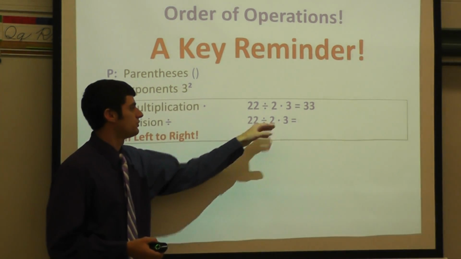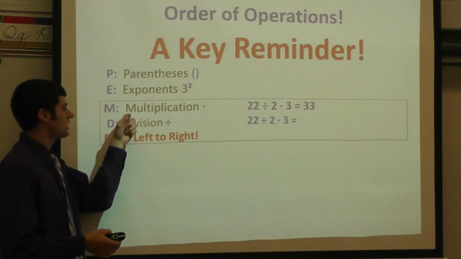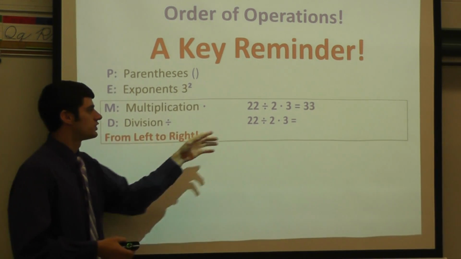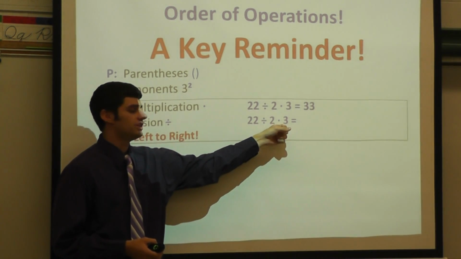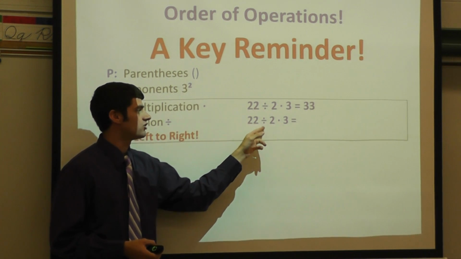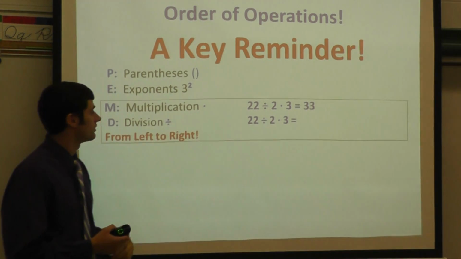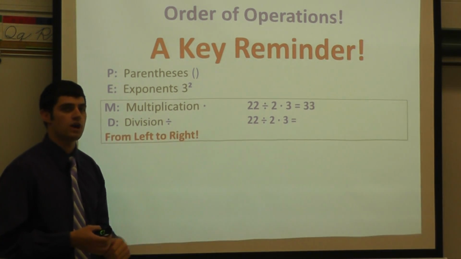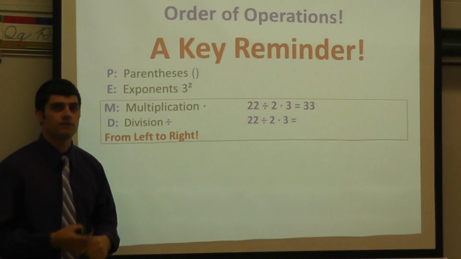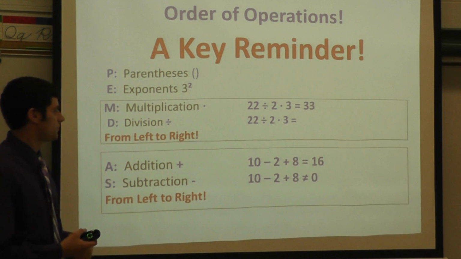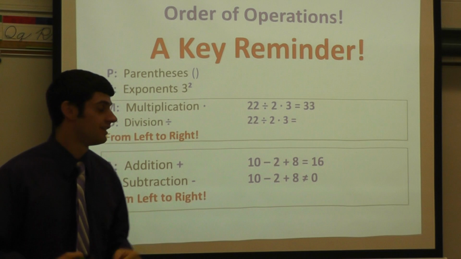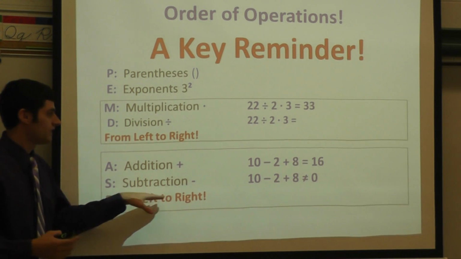I would not do multiplication first. Even though it comes first in PEMDAS, these are together from left to right. So I wouldn't multiply 2 times 3 to get 6, and then divide 22 by 6. So it's important that you make sure that you go from left to right when you're looking at the multiplication and division. Our next part, addition and subtraction. They're a couple too. They're dating. Think of it this way. You're going to go from left to right.